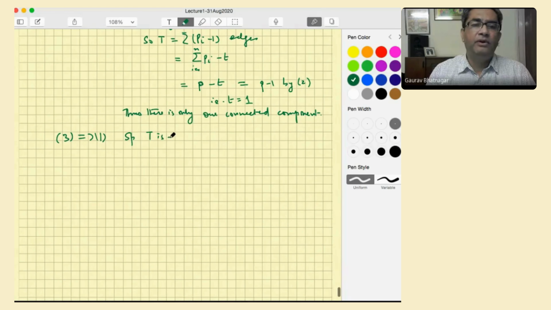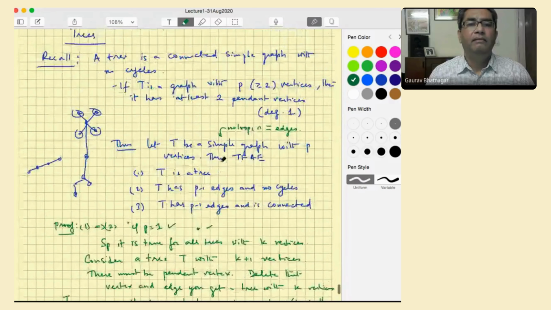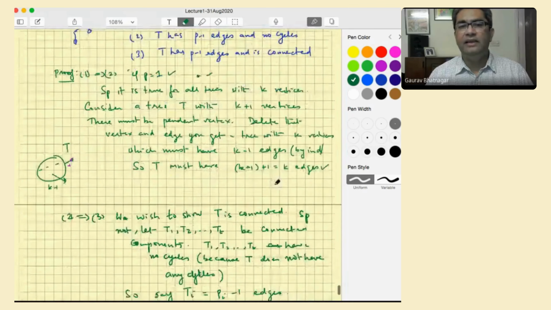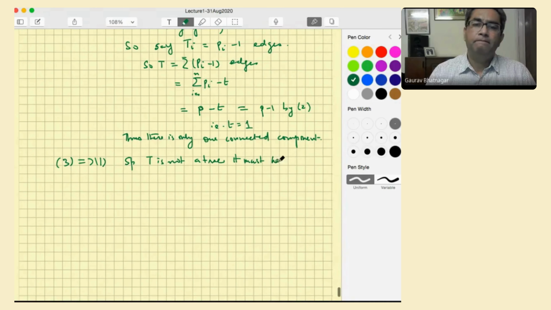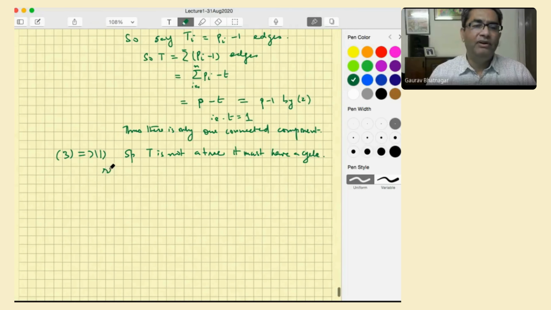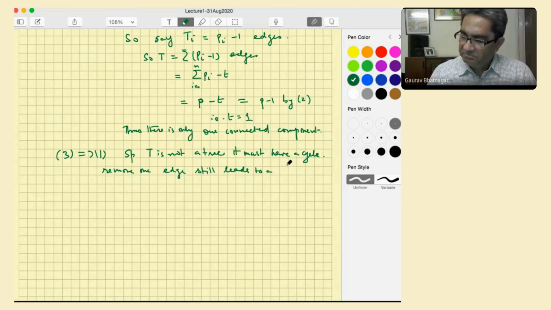So suppose T is not a tree. So now we assume that T has P minus 1 edges and is connected, and it is not a tree. If it's not a tree, then it must have a cycle. Right? So if it has a cycle and if I remove one edge, it still leads to a connected graph.